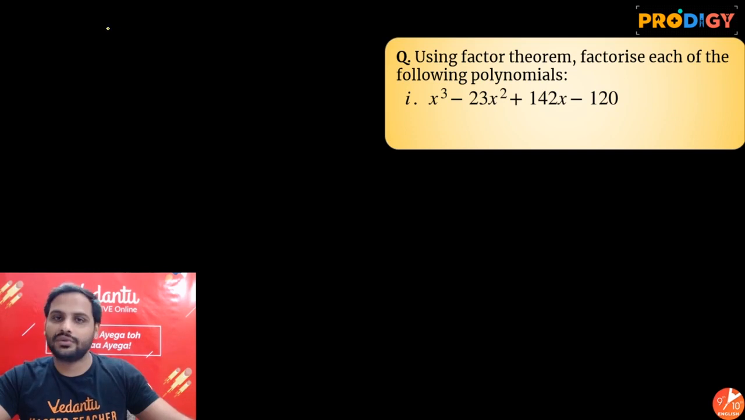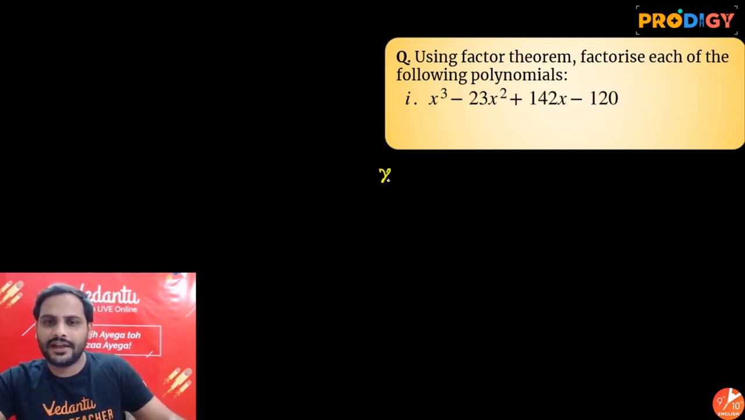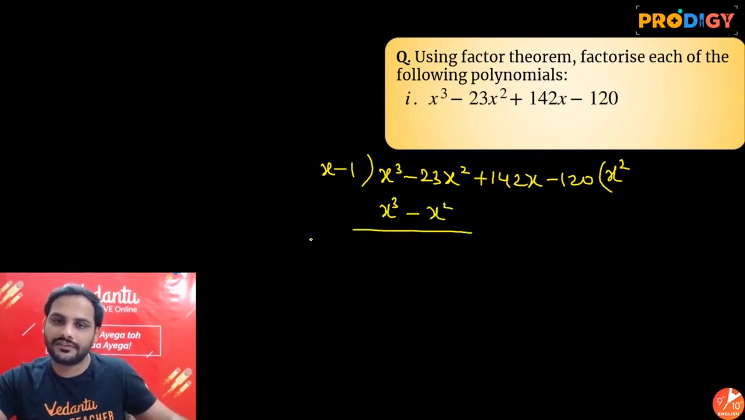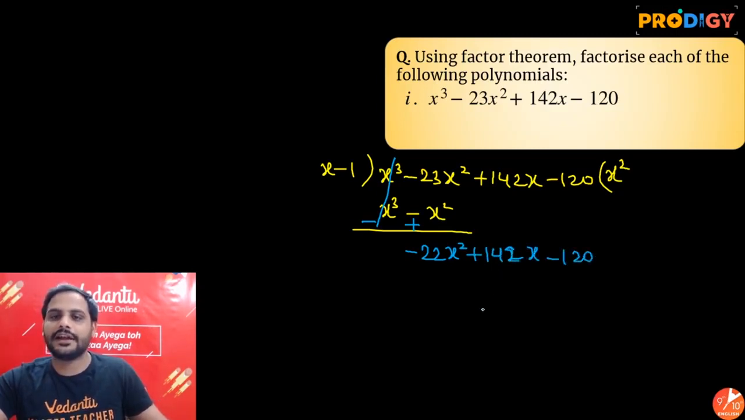All right, so let's do this division. Chalo, let's do it. So we have x cube minus 23x square plus 142x minus 120 divided by x minus 1. Now how do I create x cube, guys? Multiply with x square. So x square into x is x cube. x square into minus 1 is minus x square. Alright, let us change the signs. If I change the sign, it will become minus, it will become plus. This got cancelled. Minus 23 plus 1 is minus 22x square plus 142x minus 120. Remember, at the end the remainder must be 0.